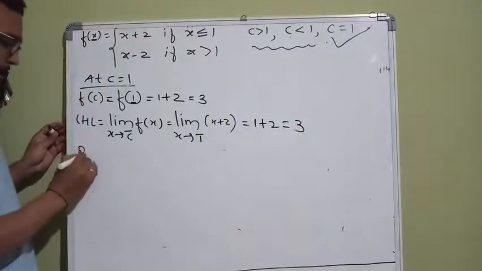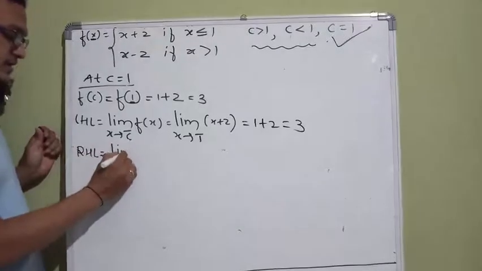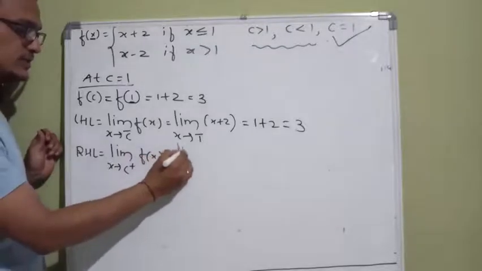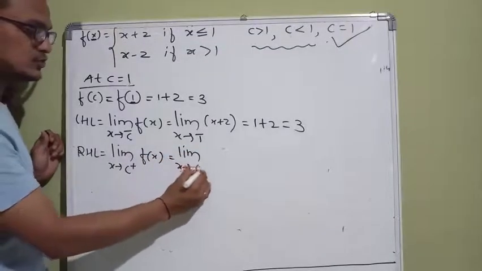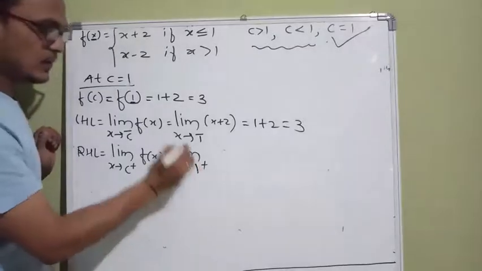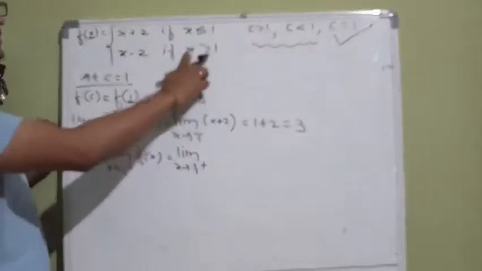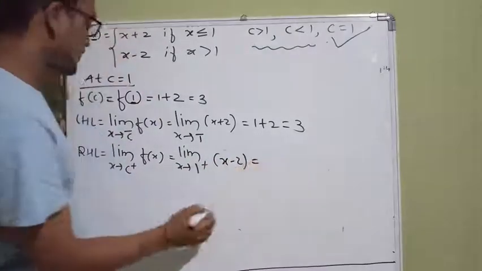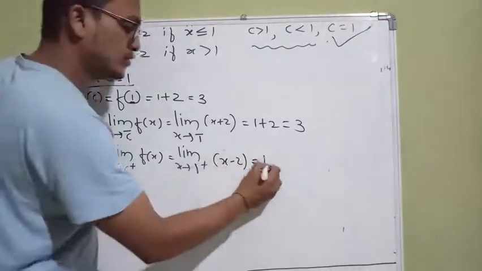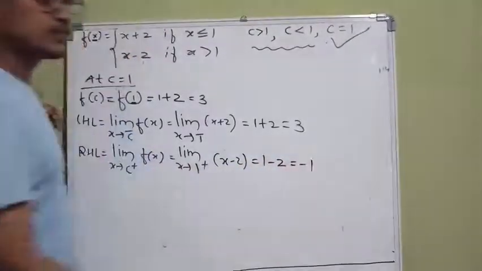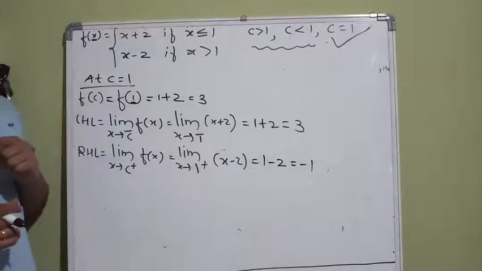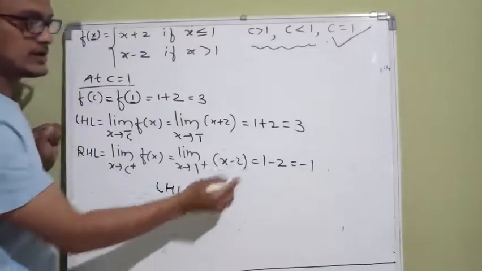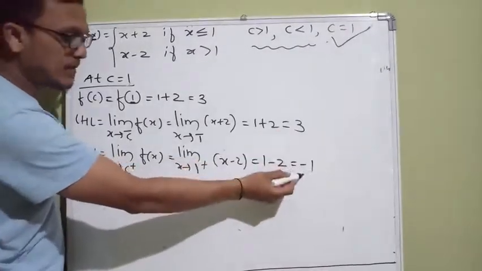Okay, now find RHL. Definition is limit x tends to c plus f of x, which is equal to limit x tends to, sorry not c, 1 plus. Now RHL means what? Greater than, and for greater than the function is x minus 2. Now substitute the value as x tends to 1 here, so it is 1 minus 2, answer is minus 1. So 1 minus 2 is what? Minus 1.